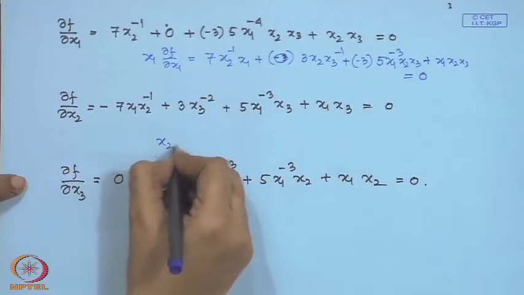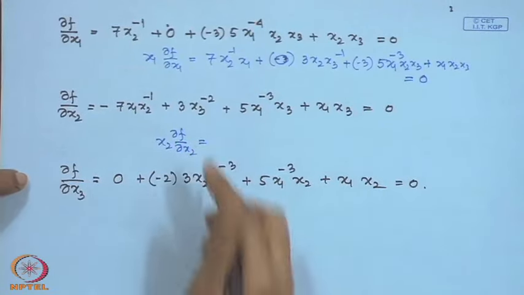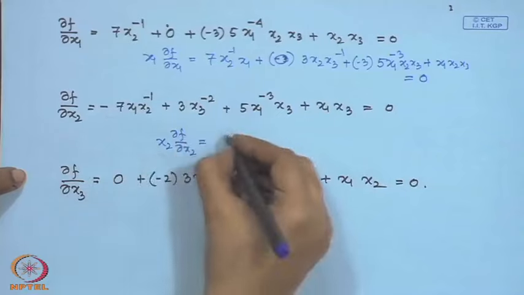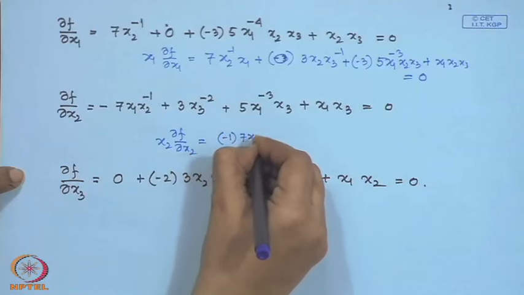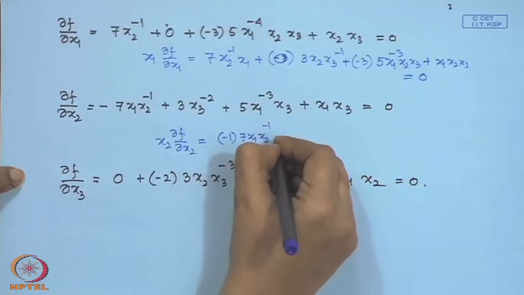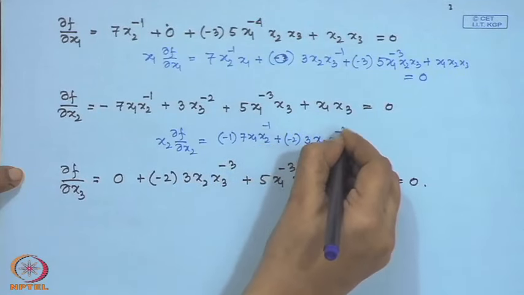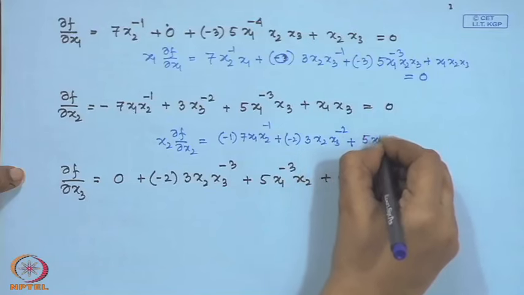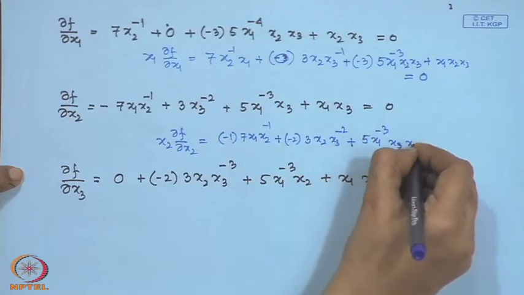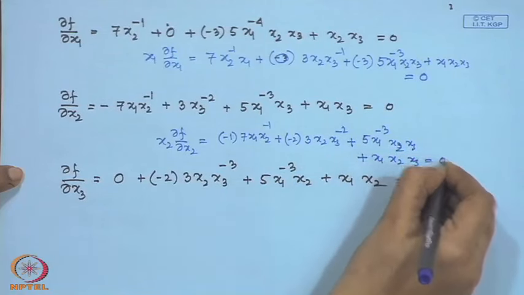Similarly, if we multiply x2 with del f by del x2, we will get another form, that would be minus 1 into 7 x1 x2 inverse plus minus 2 into 3 x2 x3 to the power minus 2 plus 5 x1 to the power minus 3 x2 x3 plus x1 x2 x3 is equal to 0.